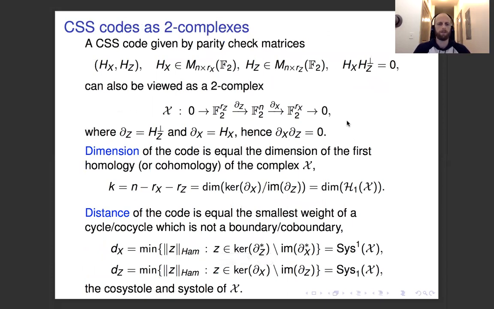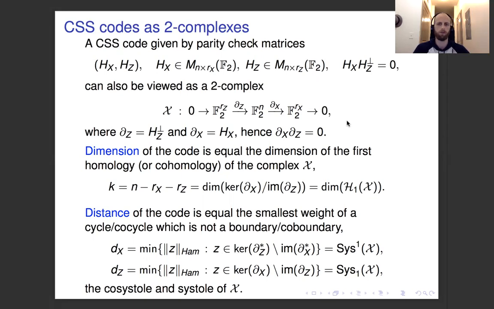So now, there is a different point of view about how to think about these CSS codes, which is a more geometric point of view. It goes as follows. Given a CSS code, which you can think of as a pair of two parity check matrices satisfying this orthogonality relation, you can construct from it a two-dimensional chain complex, which is comprised of the following data.